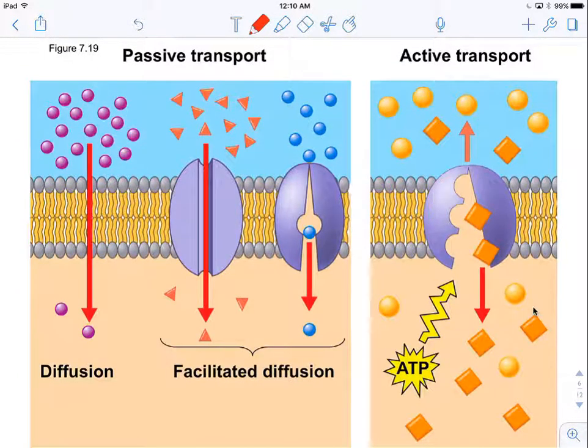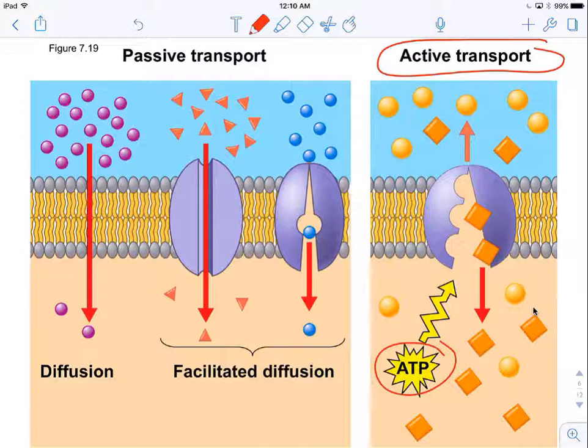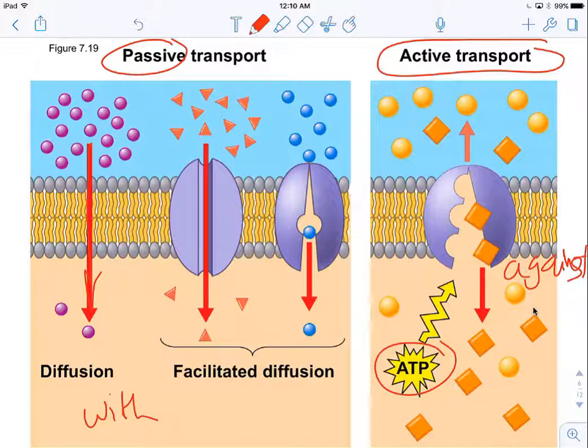Okay, so this is just kind of a summary cell. Active transport requires energy in the form of ATP and moves things against the gradient. Passive transport does not require energy, so things are moving with the gradient. Okay, you have simple diffusion, which is just movement of a solute with its concentration gradient, or facilitated diffusion, which is, again, still diffusion, still moving with the concentration gradient, but with the help of either a channel protein or a carrier protein.